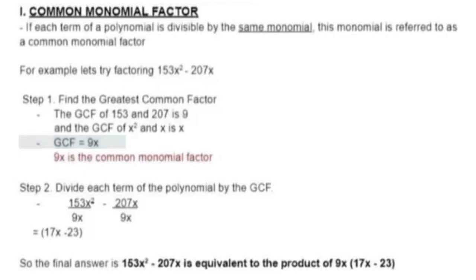Step 2 is to divide each term of the polynomial by the GCF. 153x squared divided by 9x minus 207x divided by 9x is equal to quantity 17x minus 23. So the final answer is 9x times quantity 17x minus 23.